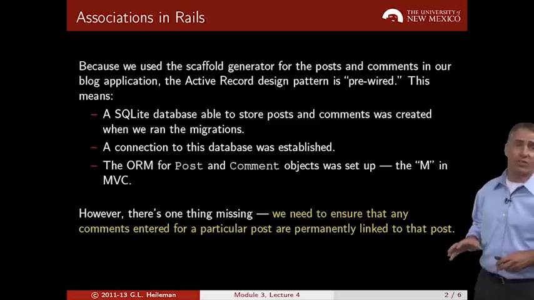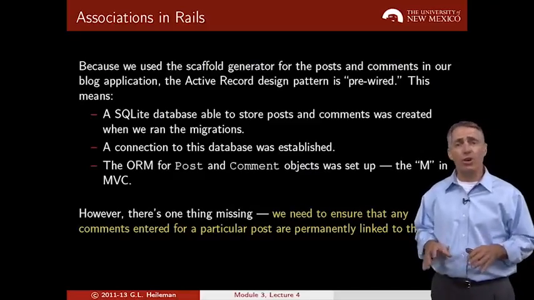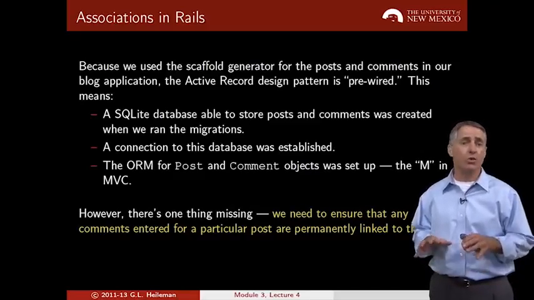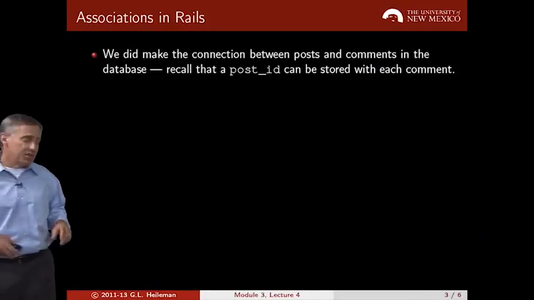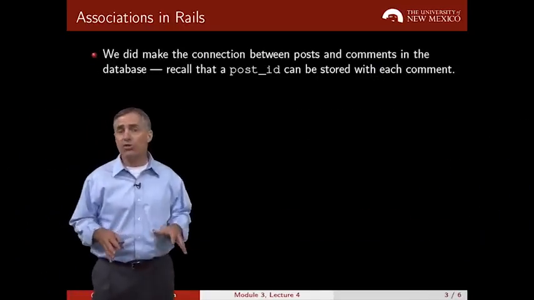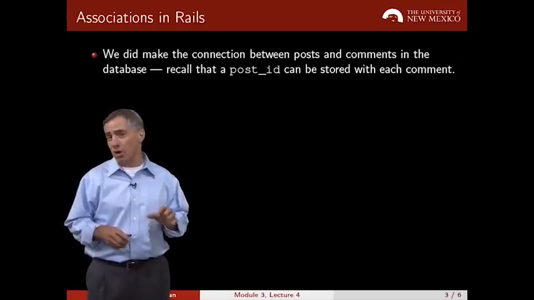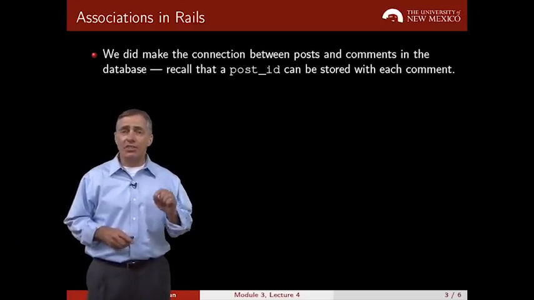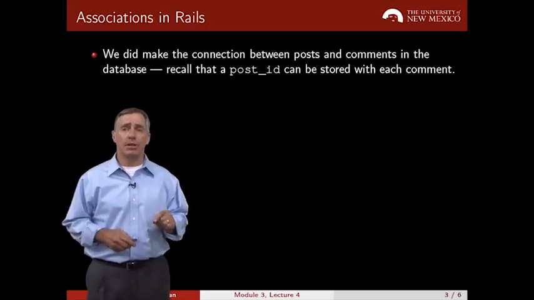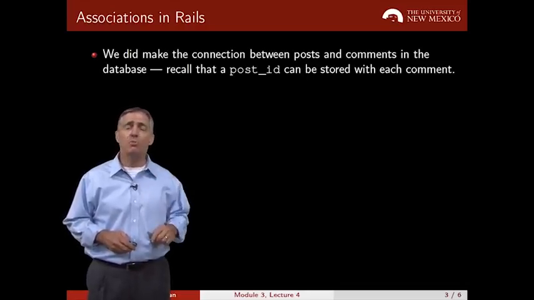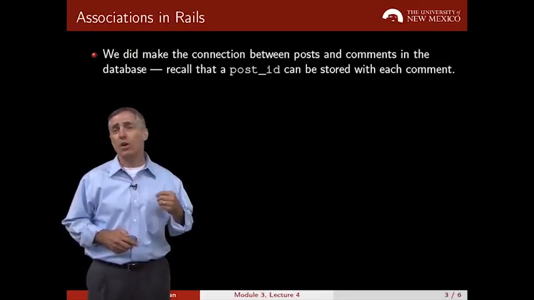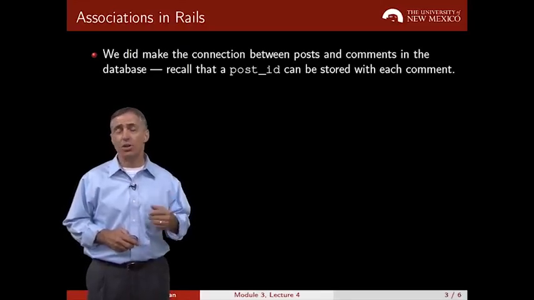However, there's one thing missing. We need to ensure that every comment we create is linked to a particular post. Now, we did make the connection between posts and comments in the database. Recall that there's a post ID that's a part of your comment. So recall in the comment database there is a post ID that is stored, and recall that we call this the foreign key that's stored in the database.